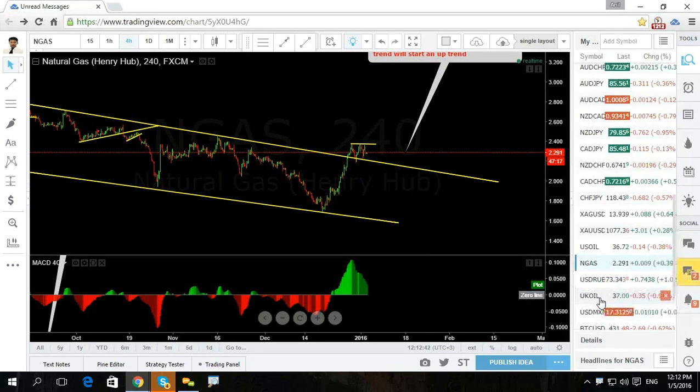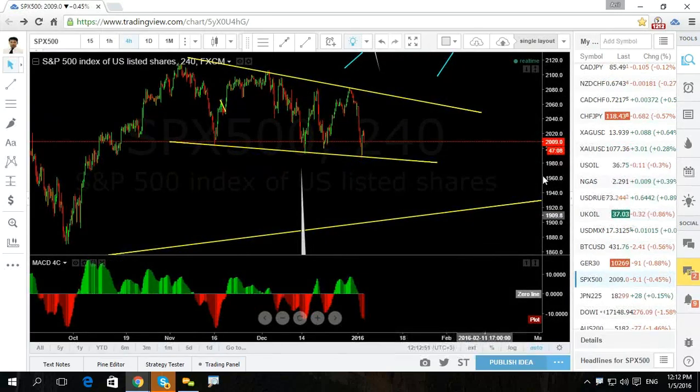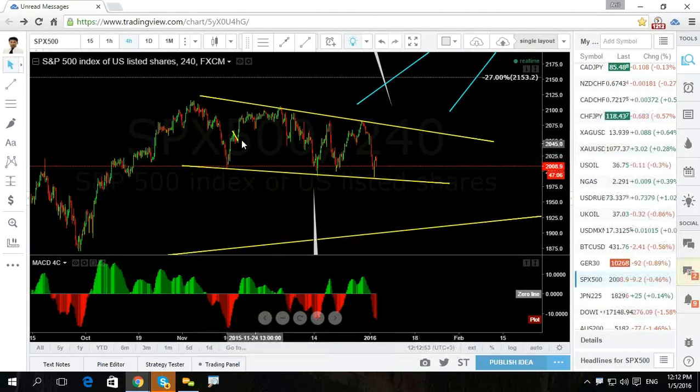What are you looking for? Somebody wanted me to look at which one? Something, S&P 500. Let's see. S&P 500 is not going anywhere, guys. Let me show you this chart.